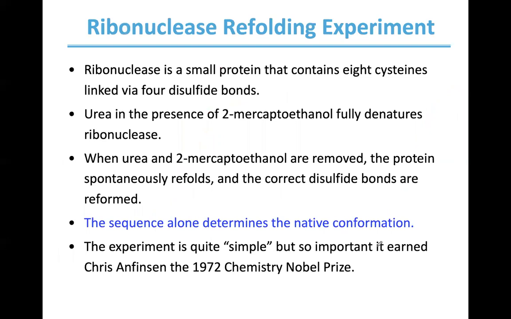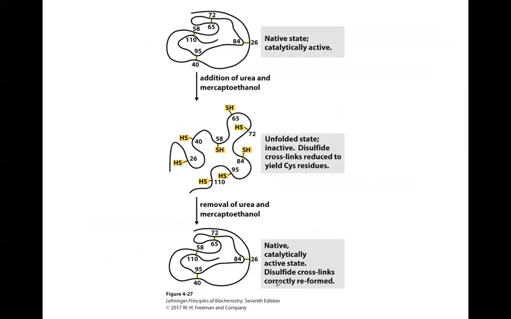And so this is the ribonuclease refolding experiment. Ribonuclease, a small protein, contains 8 cysteines, and mercaptoethanol is a very useful small molecule reagent to break disulfide bonds and to fully denature it. The experiment is quite simple, but it's so important it earned Chris Anfinsen the 1972 Chemistry Nobel Prize. So you can see here ribonuclease in the catalytically active state. And remember it had 8 cysteines, right? You can see there are these yellow and black bonds. There are 4 of them between 4 pairs of cysteines.